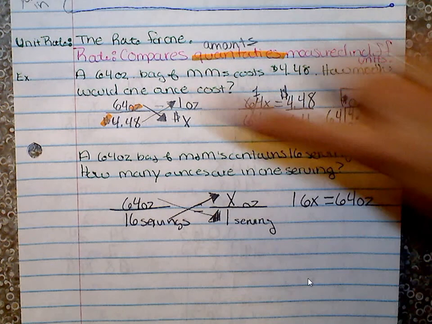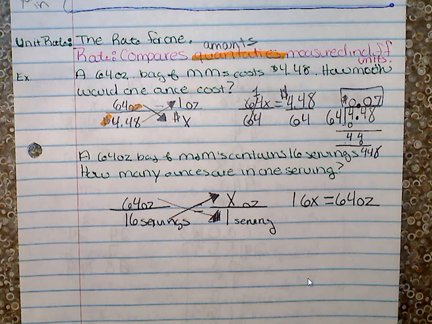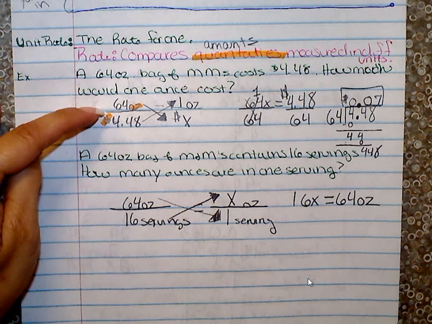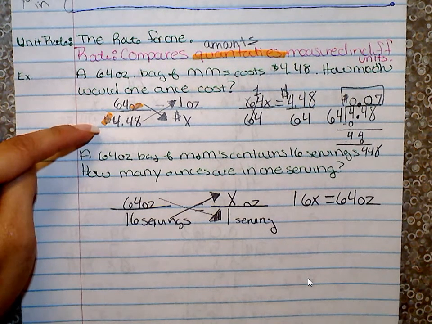So let's look at our first example. It says a 64-ounce bag of M&Ms costs $4.48. How much would 1 ounce cost? Okay, so a rate compares quantities measured in different units. So we're talking about a 64-ounce bag of M&Ms that costs $4.48.